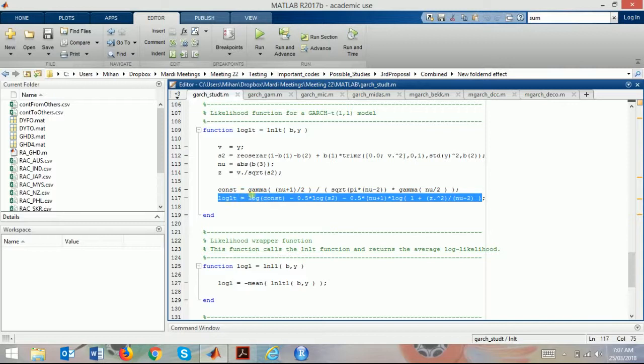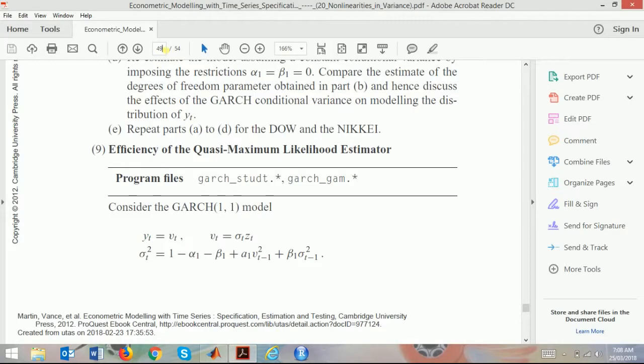Let's make it a bit simple. Okay, so gamma of (nu plus 1) by 2 divided by square root of pi (nu minus 1) by 2, or what we did before is pi (nu minus 1) by 2 to the power 0.5 multiplied by gamma nu by 2. This is the regular element of the equation that we plug into the log likelihood function. Okay, of log (nu plus 1) into log of 1 plus the square divided by nu by 2, nu minus 2. This is the actual equation for t distribution.